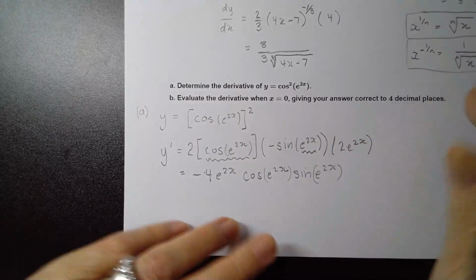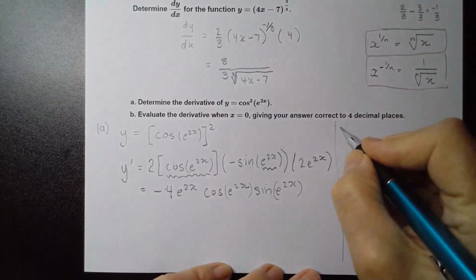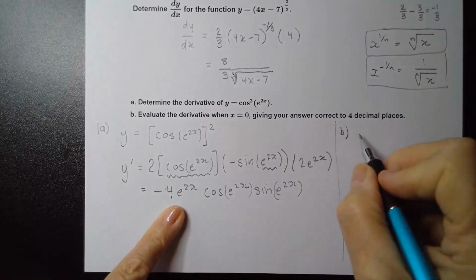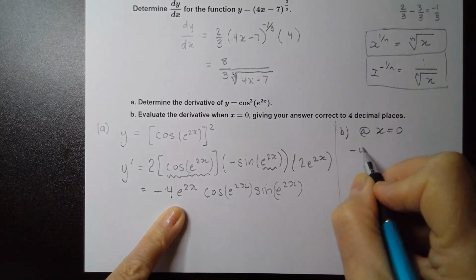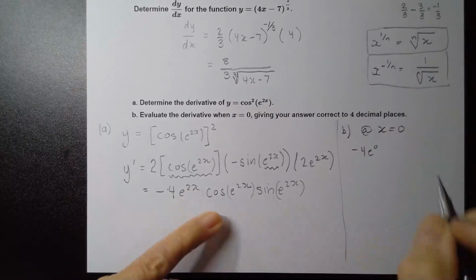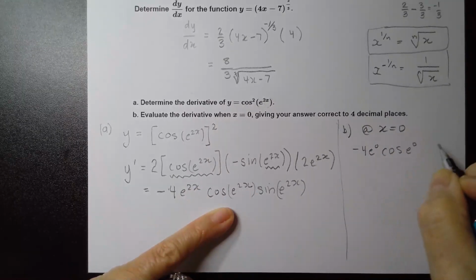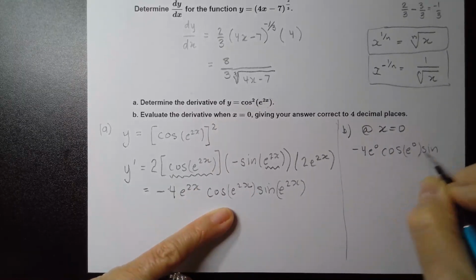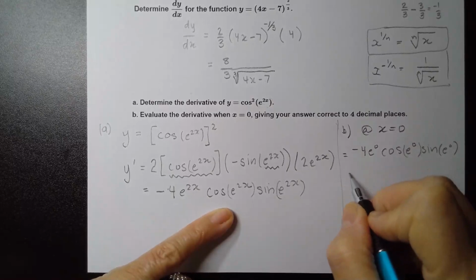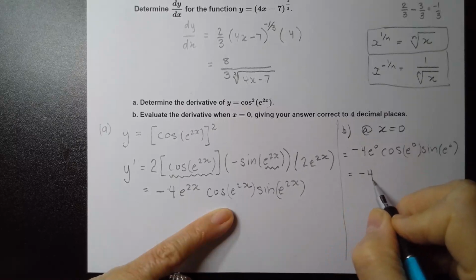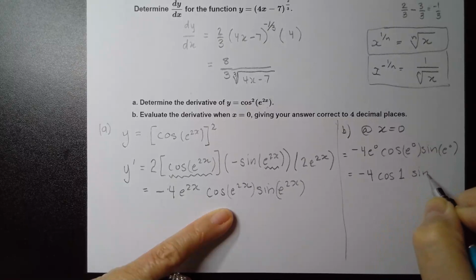Okay, so I'm going to put the B right here, I think. So at x equals 0, I have negative 4 times e to the 0, 2 times 0, cos of e to the 0, sine of, I'll put it in brackets, e to the 0. Well, e to the 0 is just 1. So I get negative 4 cos of 1 sine of 1.